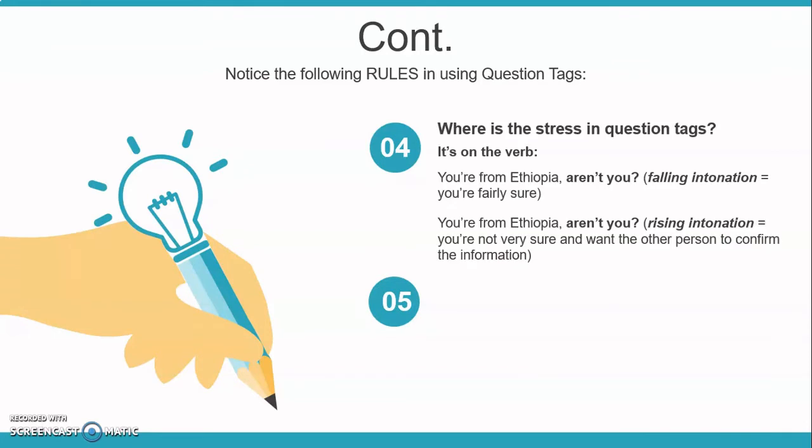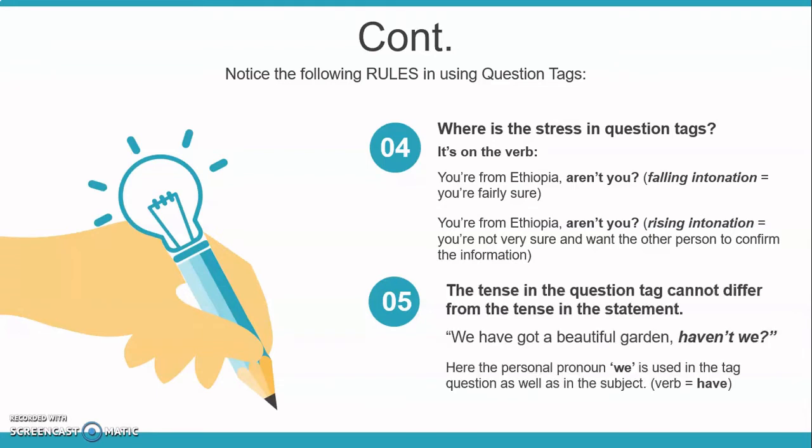The next rule is, many people ask where is the stress in question tags. It's on the verb. As you can see from the example here, you are from Ethiopia, aren't you? So we have falling intonation, which means you are fairly sure of the information. You need it just for confirmation purposes. You are from Ethiopia, aren't you? So we have rising intonation, which means you are not very sure and want the other person to confirm the information.